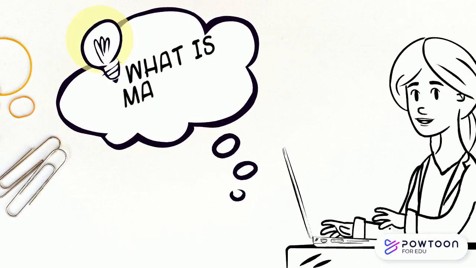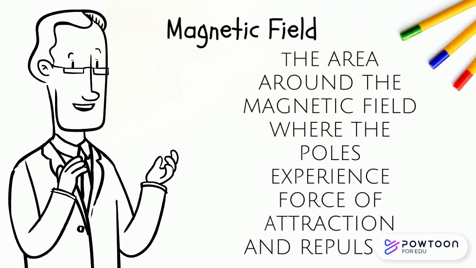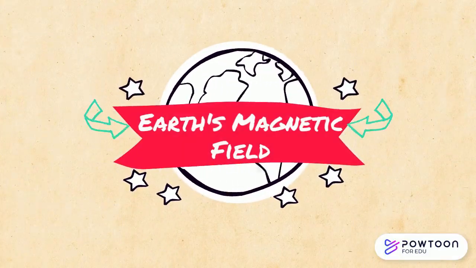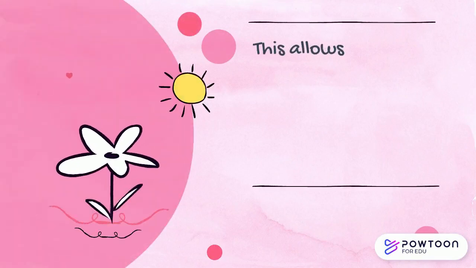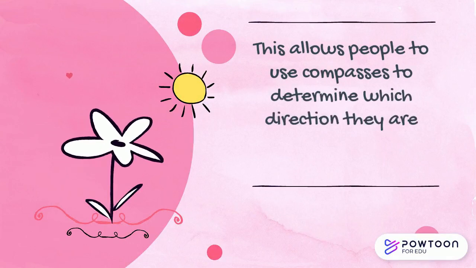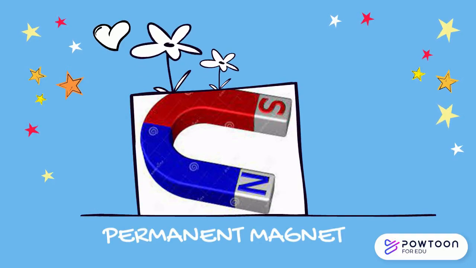Next, what is a magnetic field? A magnetic field is the area around a magnet where the poles experience the force of attraction and repulsion. Fun fact, did you know our very own Earth is a giant magnet? The Earth is surrounded by a system of magnetic field called the magnetosphere. In fact, this is how compasses work, determining which direction we are relative to the poles, which is either north or south. So we know that a magnet always has two poles. It has a north pole and a south pole.